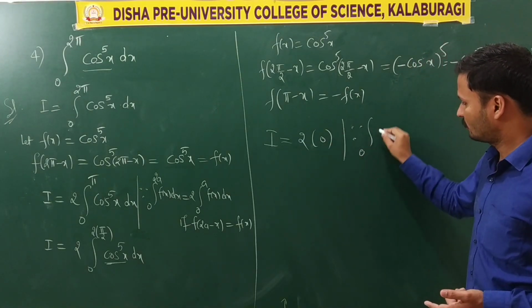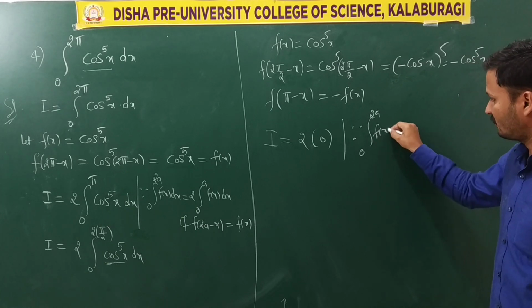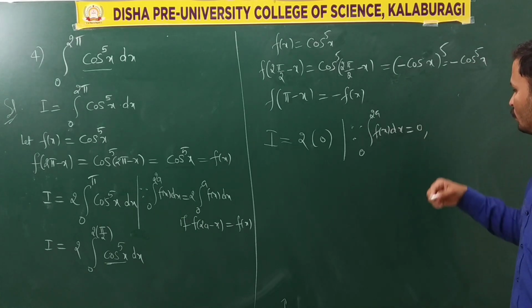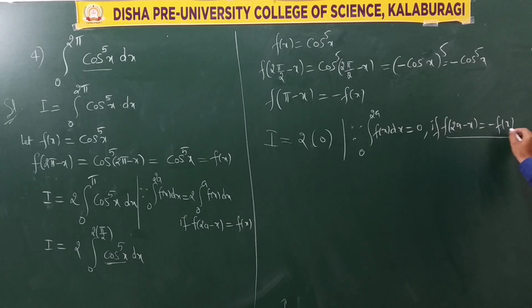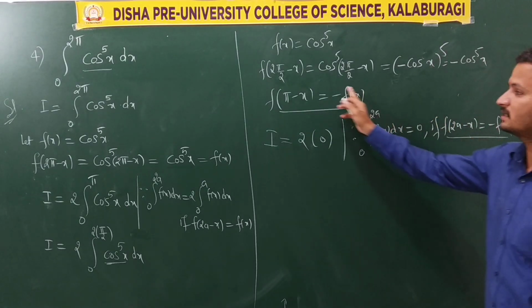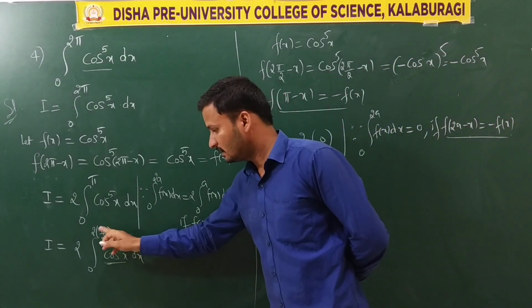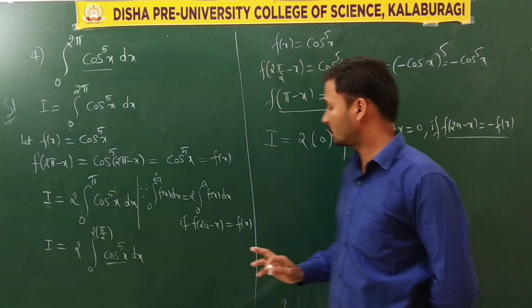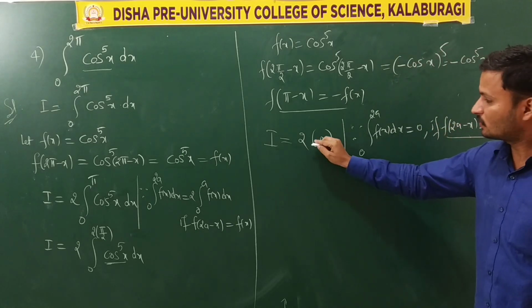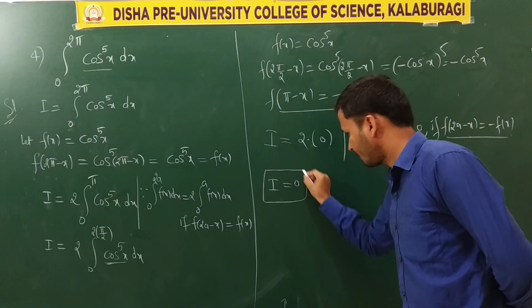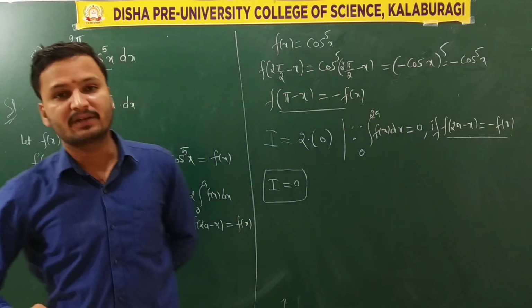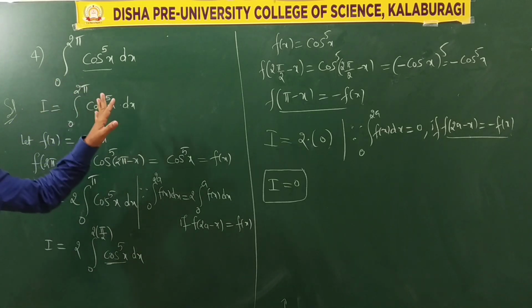Since the integral from 0 to 2a of f of x dx is 0 if f of 2a minus x is equal to minus f of x. This condition is here for this integral from 0 to pi. So the value of the integral is 0. So now 2 into 0 is 0. So I is equal to 0. So learn the properties as much as possible.